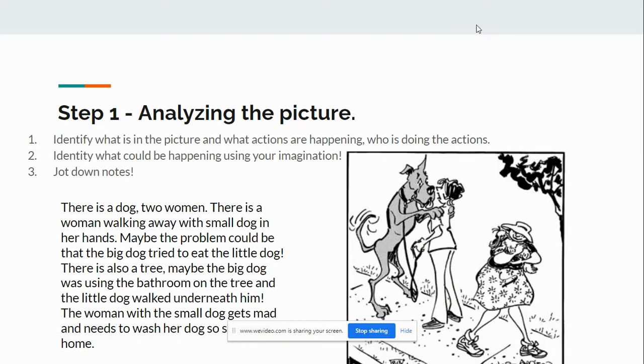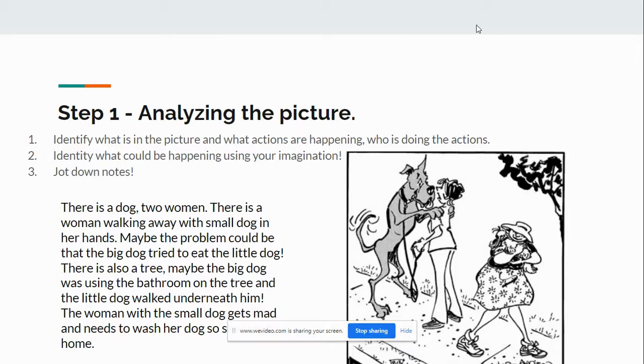Step 1, analyzing the picture. First, you should identify what is in the picture, what actions are happening, and who is doing the actions. Then identify what could be happening. Use your imagination, and then jot down those notes. You can write right on the Regents exam. And if it's the local, you can write all over the local exam, the booklet that you get. In fact, I encourage it.